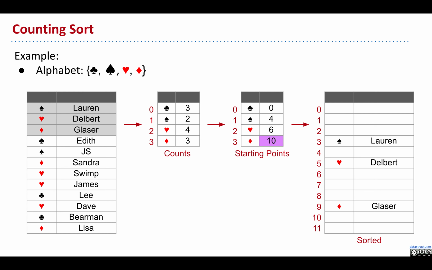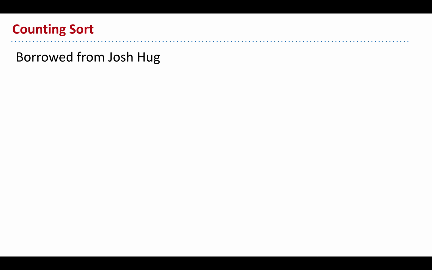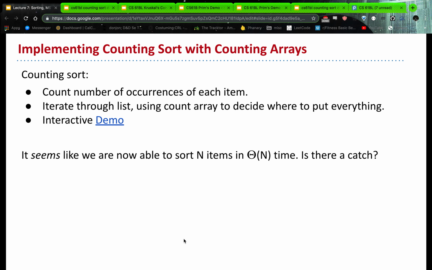As we place more things in, since we're scanning all the way through, what does this mean about our sort? What kind of attribute is it going to have? Starts with an S. Yeah, it's going to be stable, right? As we fill in, whichever clubs came before other clubs are going to stay in that order. So if we look in our club category over there, we see Edith comes before Lee, comes before Bearman, right? So that's a good thing to know about these types of sorts. Just so you know, I borrowed this from GitHub, so don't sue me.